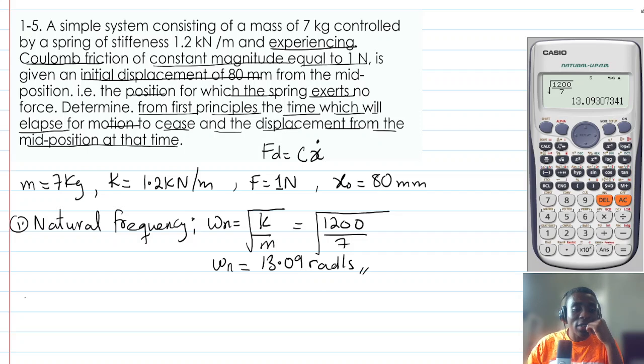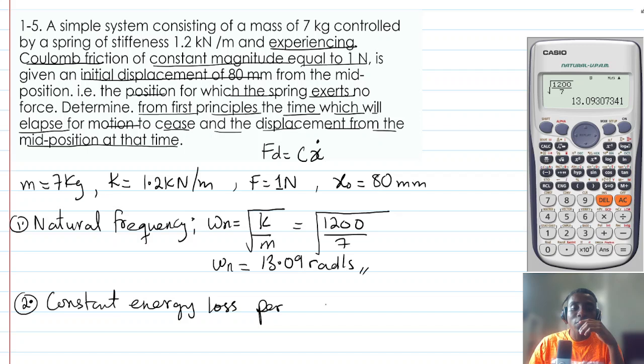After calculating the natural frequency, because of the dry friction, there is going to be constant frictional energy loss per half cycle. You don't need to write this; I'm just writing it for you to understand.